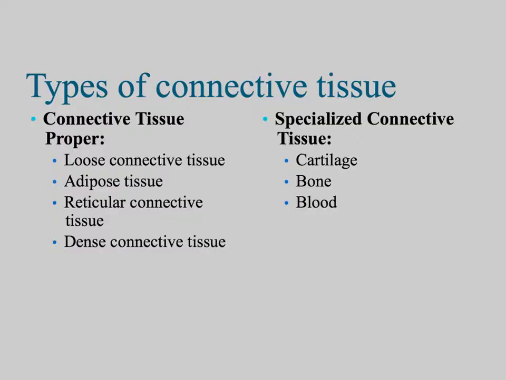So now we've got to talk about the two different types of connective tissue: connective tissue proper, the real connective tissue, and then some specialized connective tissue. In the connective tissue proper, we have loose connective tissue, adipose or fat tissue, reticular tissue, and dense connective tissue. Over here on the specialized side, we'll talk about cartilage, bone, and blood.